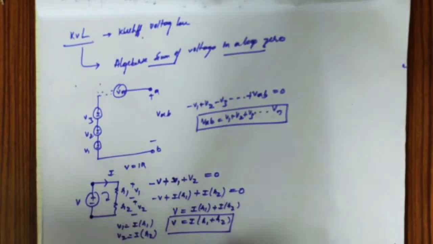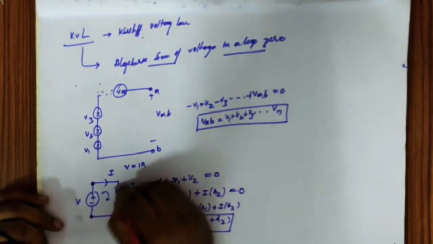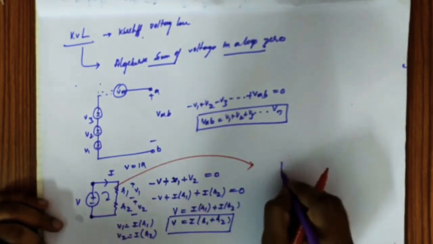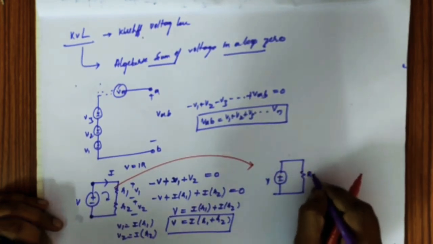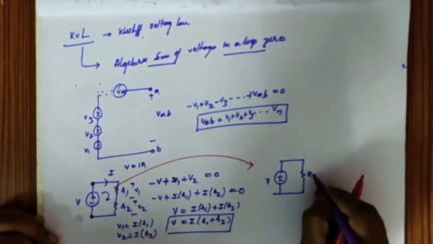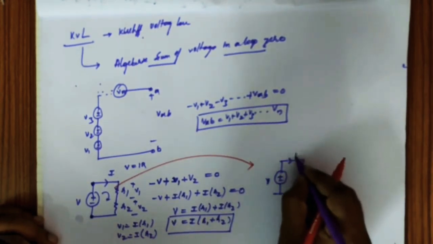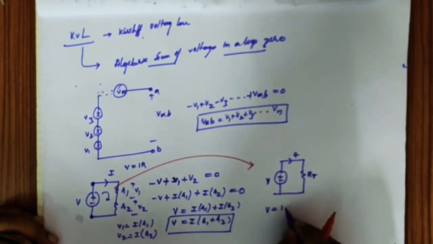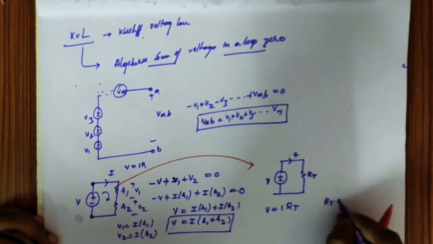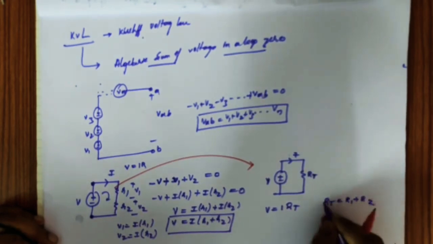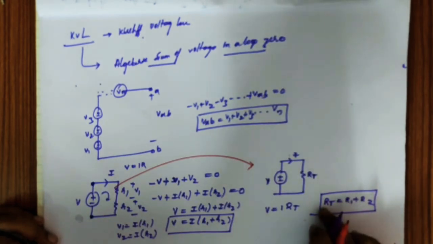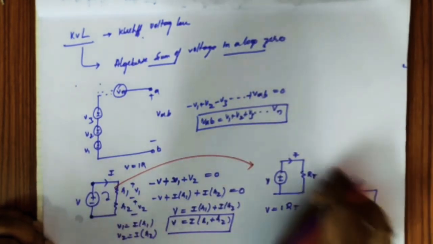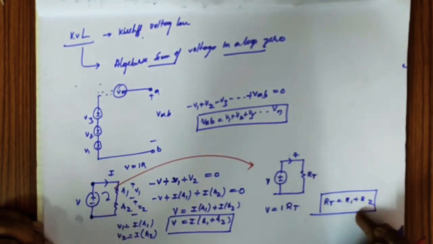So I am representing this entire circuit like this, with the source V and a load whose terminal resistance is R1 plus R2, that is R total. If you want the current I, then V equals I into R total. Comparing these two equations, what total resistance did you get? R1 plus R2. This is the justification for why, when two resistors are in series, the total resistance is R1 plus R2.